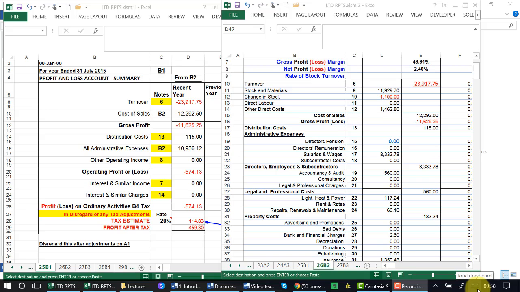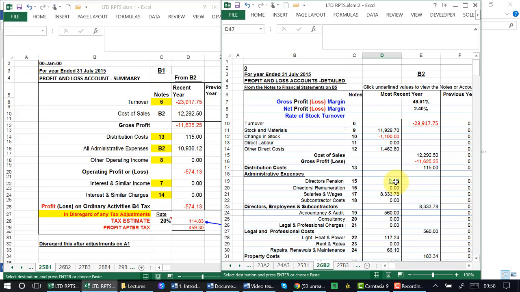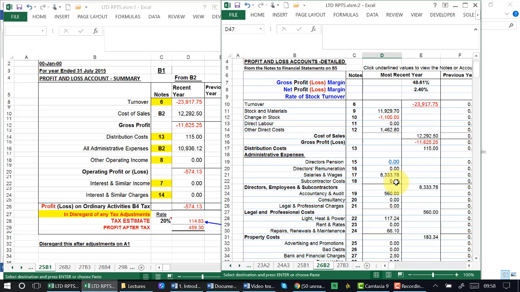Hi, this recording is supposed to help with reports B1 and B2. B1 is supposed to be a summary of B2. And on this side we've got the B2 here. Okay. Now turnover is clear, coming from node 6.